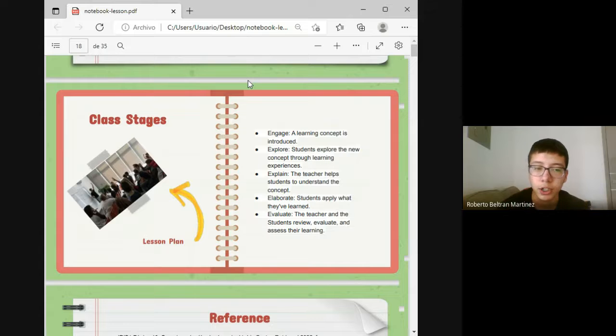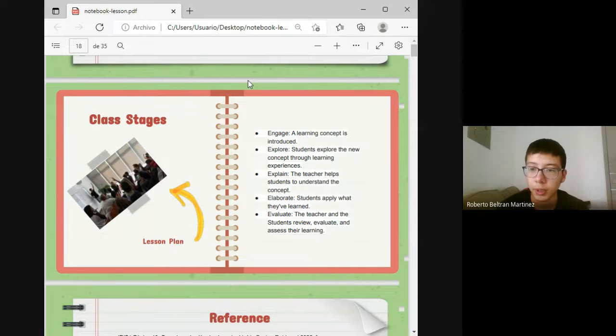In this part, the teacher gives more information about the topic they saw. They explain rules, what you can do and what you cannot do in this kind of topic, and how you can structure sentences in terms of grammar. And the next part is elaborate. In this part, students apply what they've learned in the explanation with the teacher. This also applies to activities such as reading, writing sentences, or even speaking, making some conversations where the students apply what they learned.